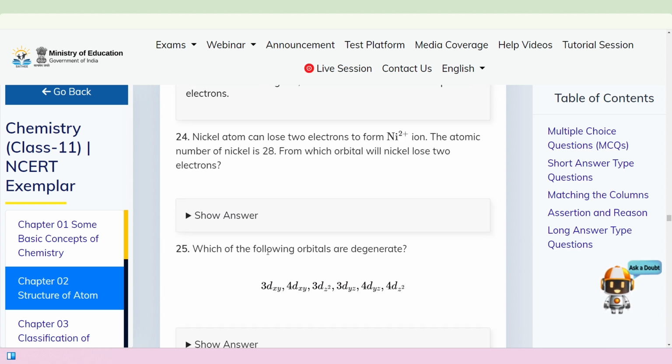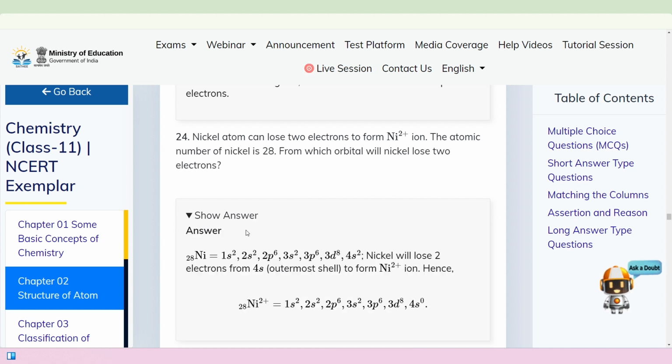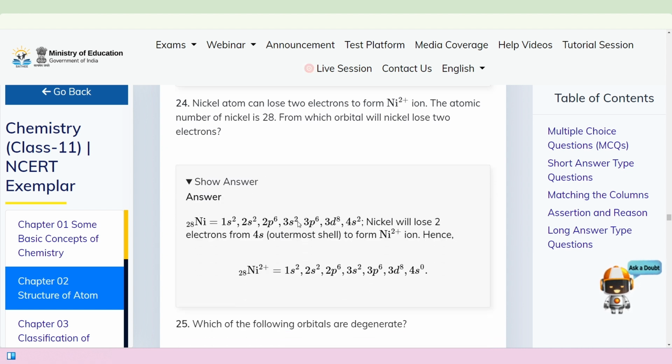Okay. Next question. A nickel atom can lose 2 electrons to form Ni2+. We know the atomic number of nickel is 28. From which orbital will nickel lose 2 electrons? So first we have to write the electronic configuration. It is 1s2, 2s2, 2p6, 3s2, 3p6, 3d8, 4s2.